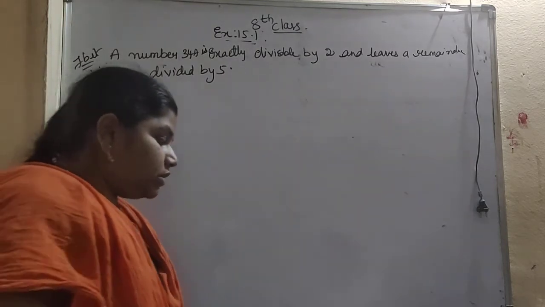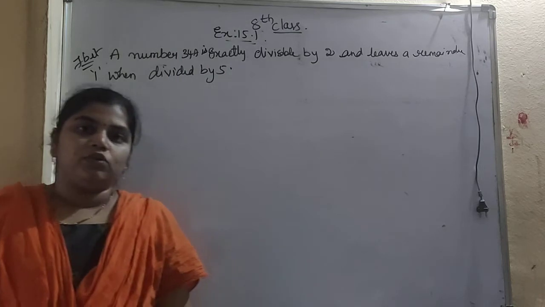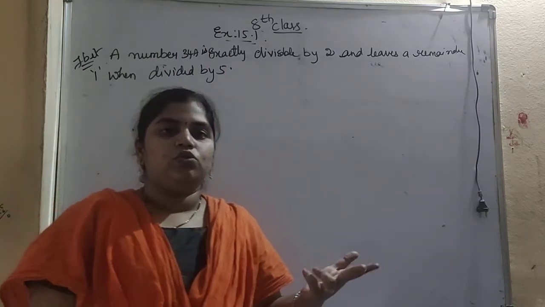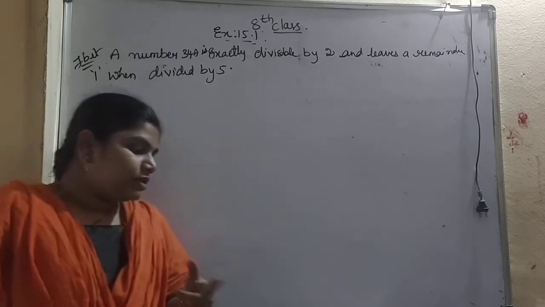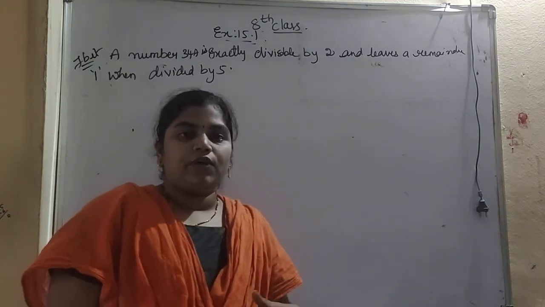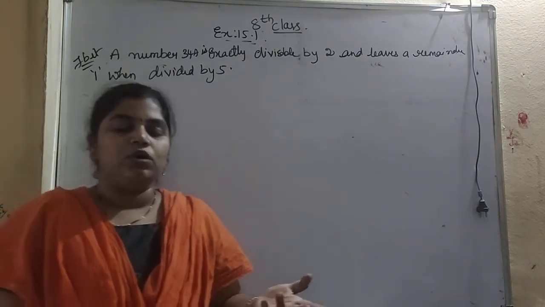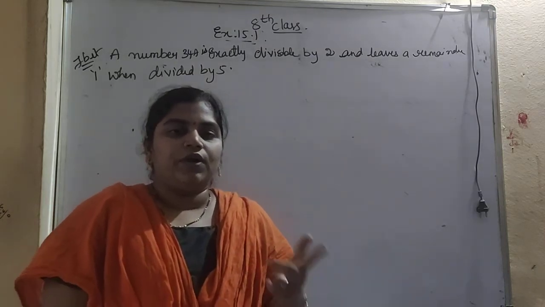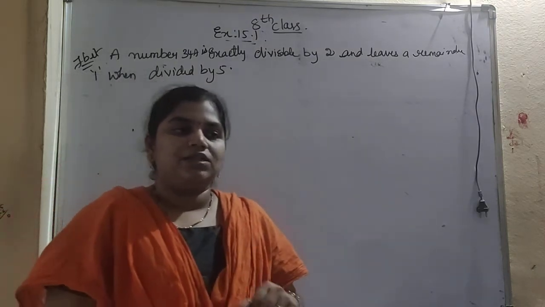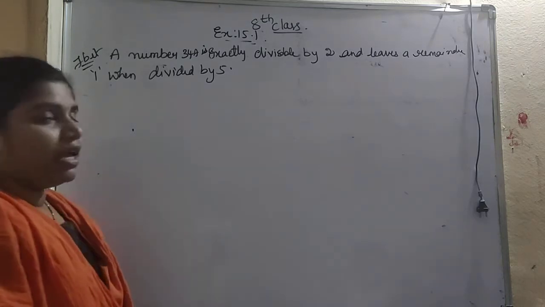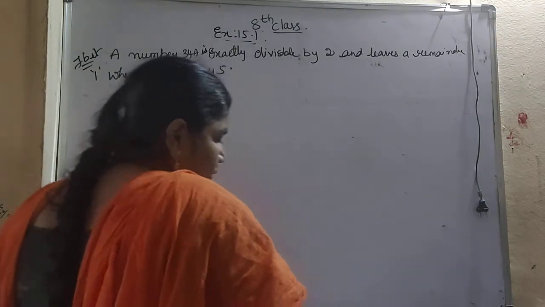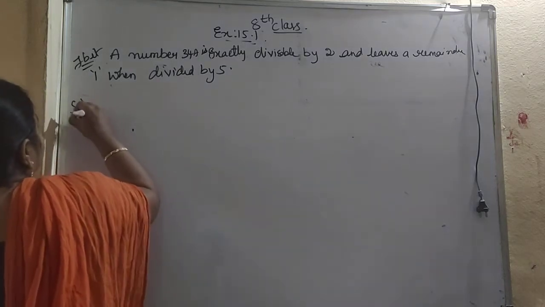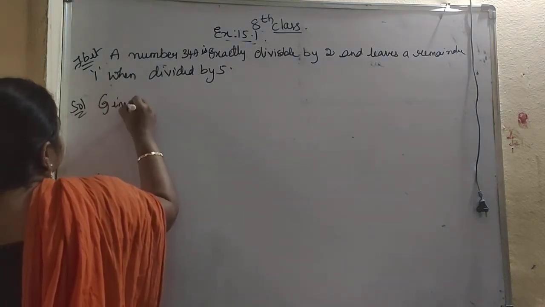So one number is there, 34a. It is divisible by 2, which means the last digit can be 0, 2, 4, 6 and 8. It is exactly divisible by 2, but the same number, if you divide by 5, gets the remainder as 1. So what is the value of a that we have to find?